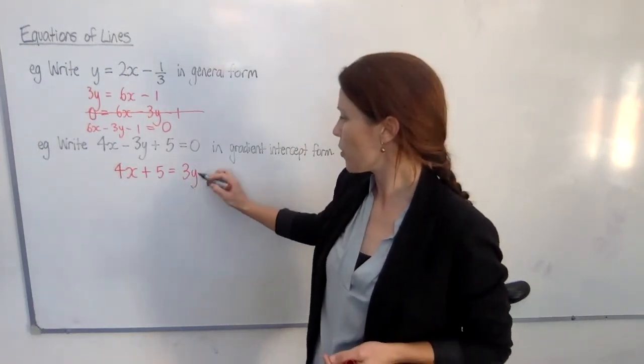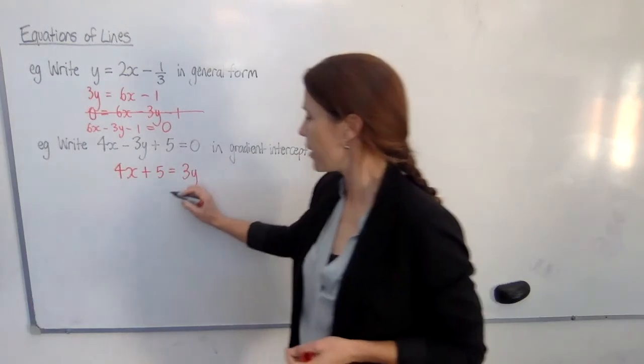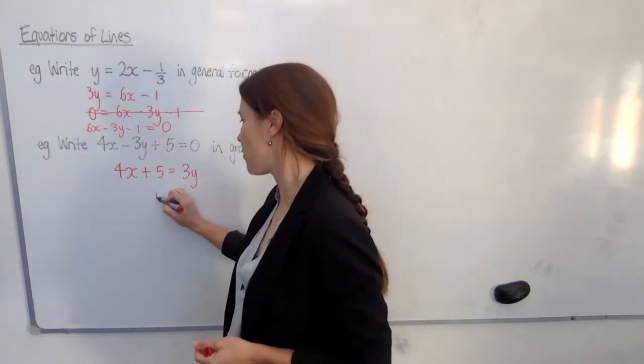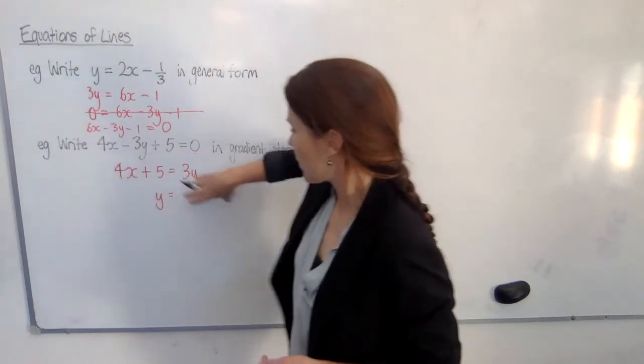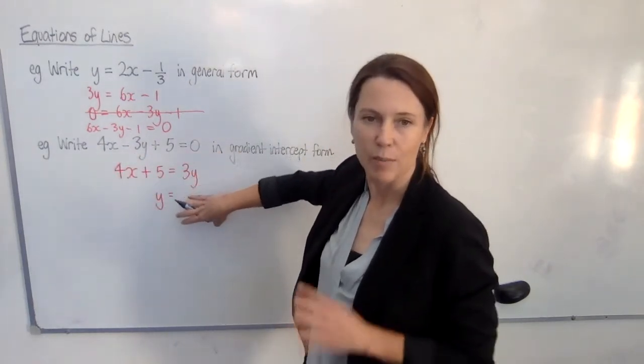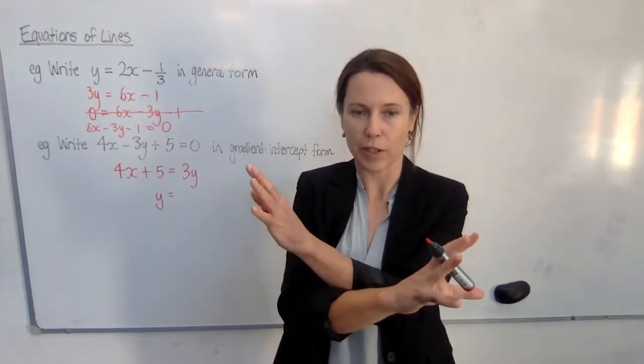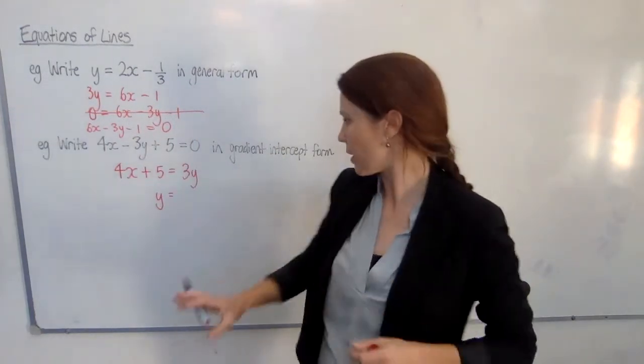So I'm going to do two things at once here. I'm going to take my 3y, I'm going to put it over this side, but I'm also going to divide it by 3. Now I'm going to take my 4x plus 5 and just move it over here. I haven't subtracted it, notice I've just done a full switch. The 3y's there, the 4x plus 5 is over there.